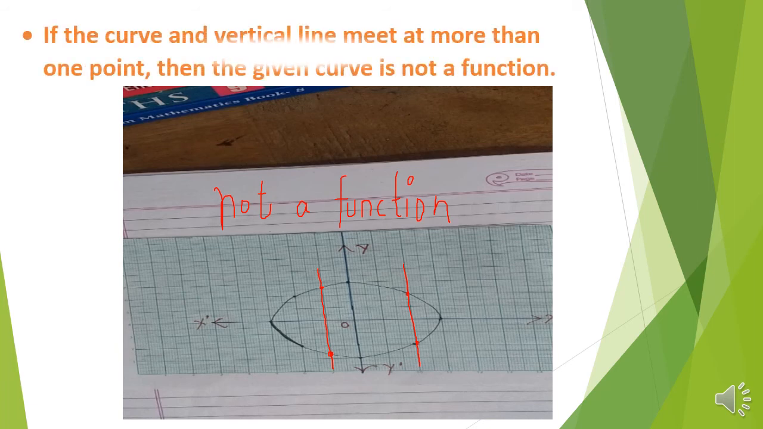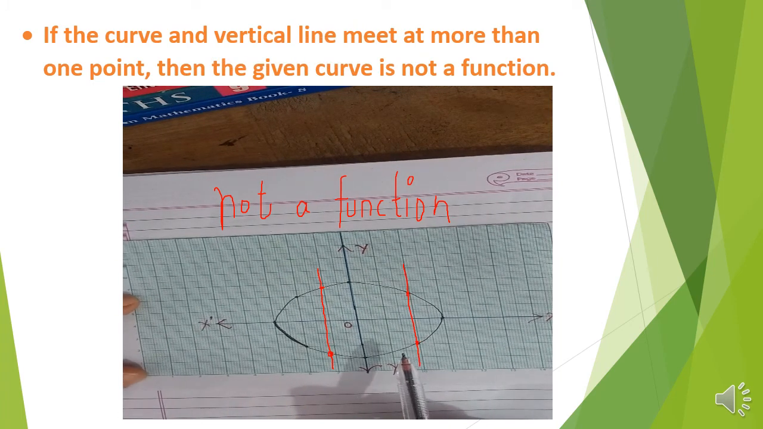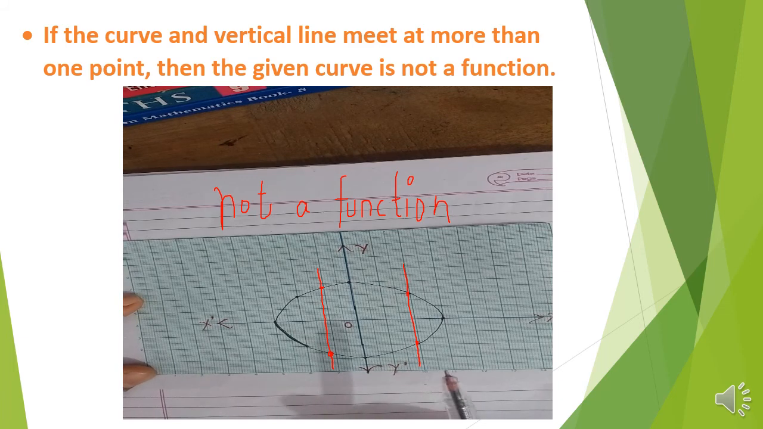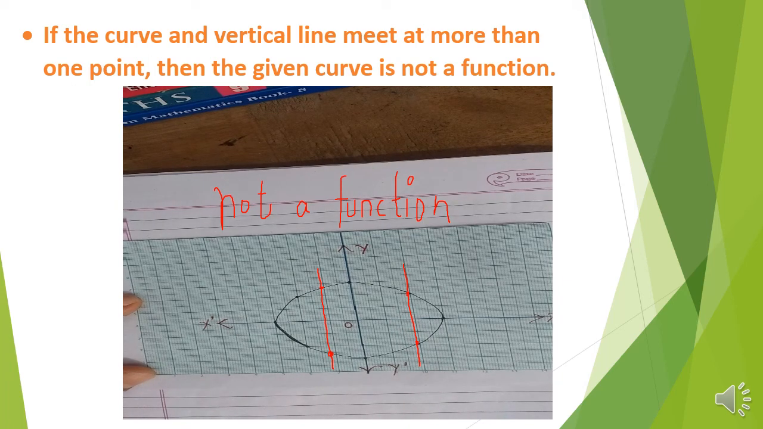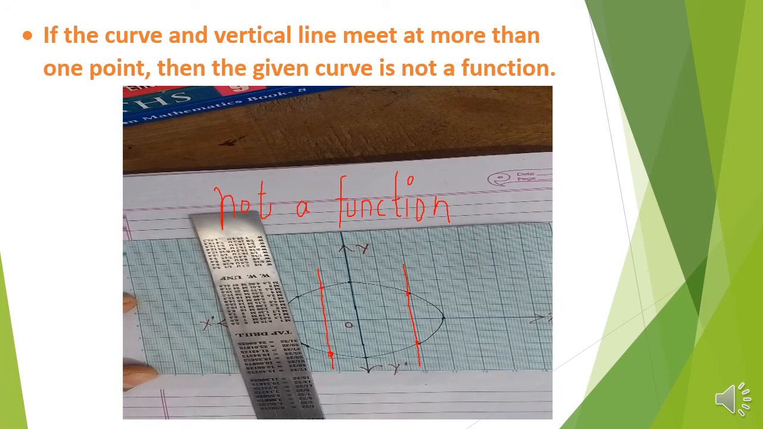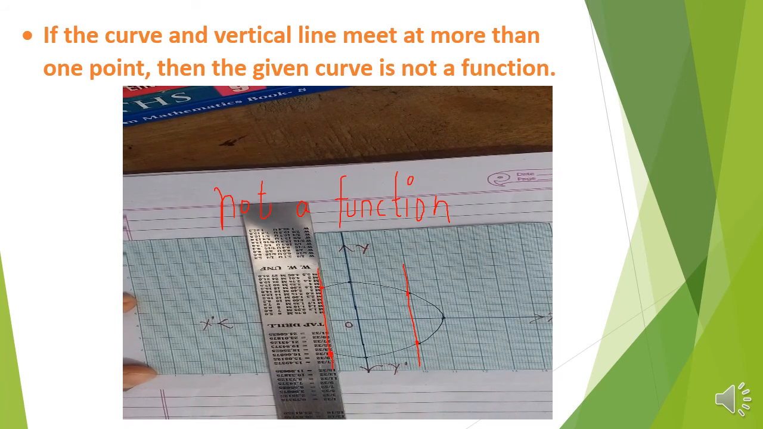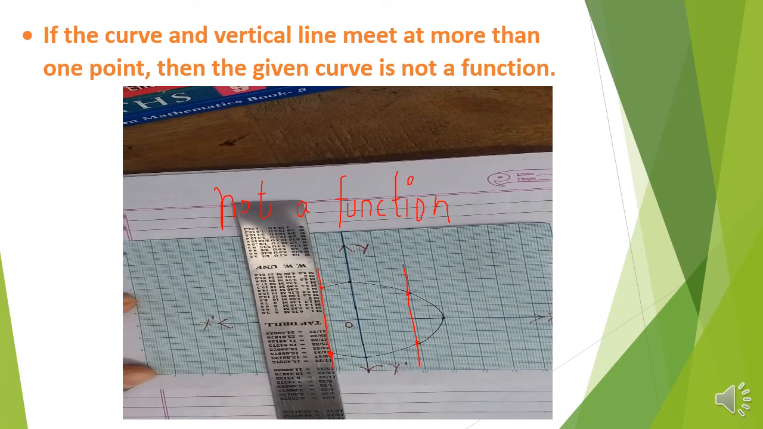See this statement: if the curve and vertical line meet at more than one point, then it is not a function. There's again a curve. It's a circle. It's not drawn exactly as a circle because it was plotted by points, and we have to check whether this circle is a function or not by a vertical line test. If I draw a vertical line from here, you can see the curve and the line meet at 2 points.